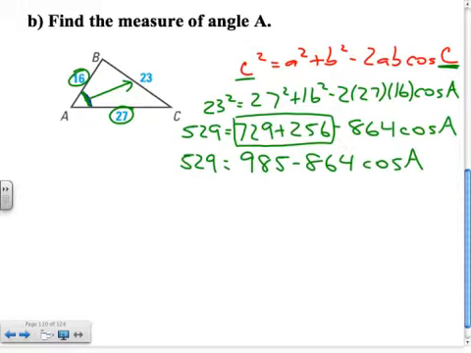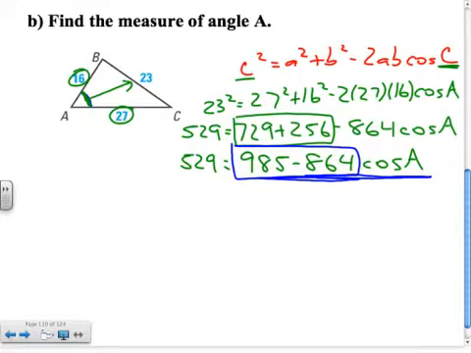All right, this is where I want to stress this. Do not subtract those two values. Okay? Think of this as 864 times x. If you had 985 minus 864x, you would never subtract those numbers. I can't tell you how many people make that mistake. Do not subtract those numbers. Algebraically, you can't do that.